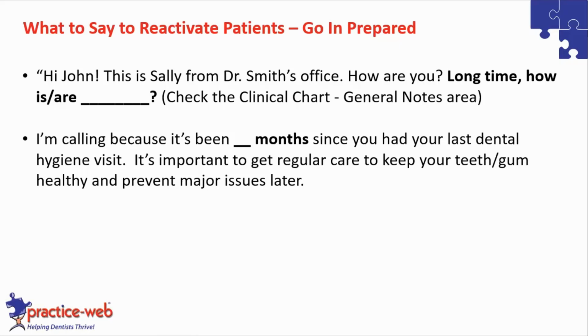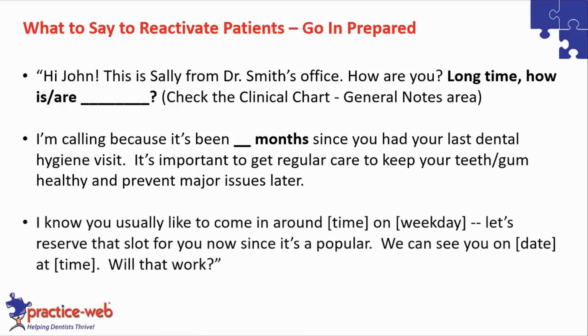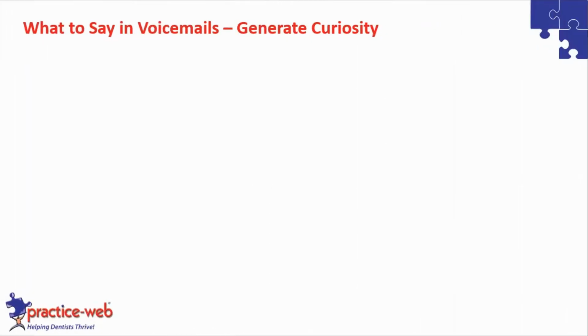I put an example here, just pretty basic, but you can have an even better one than that if you can think of it. And then again, have that slot ready to go before you call. What do they like? Look at their previous history in Practice Web and get that slot ready to go. If it doesn't work, you can switch it up, but it's always better to have something in hand to offer than nothing at all. So if you're going to leave voicemails, you should generate curiosity.